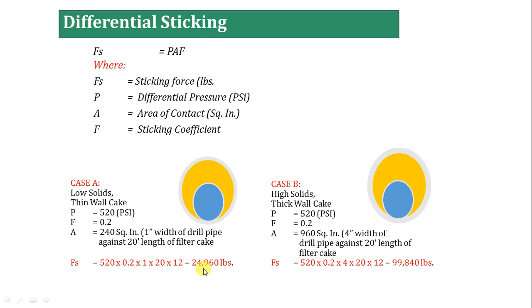25,000 is needed to make the pipe free, to make tension on the pipe, or to make overpull on the pipe. So only 25,000 is required as overpull to make the drill pipe become free.